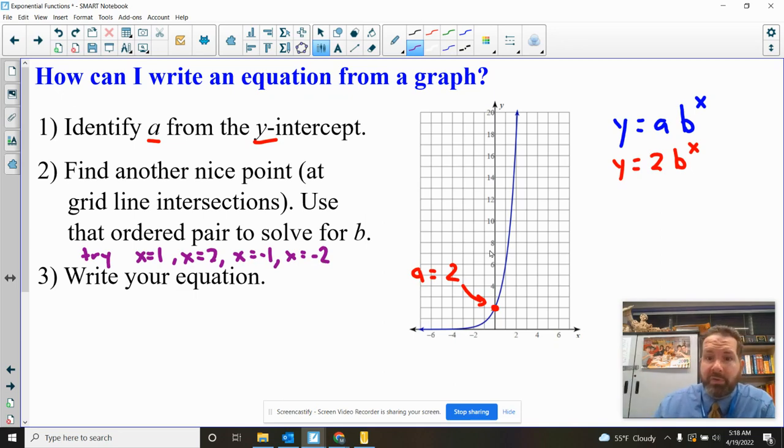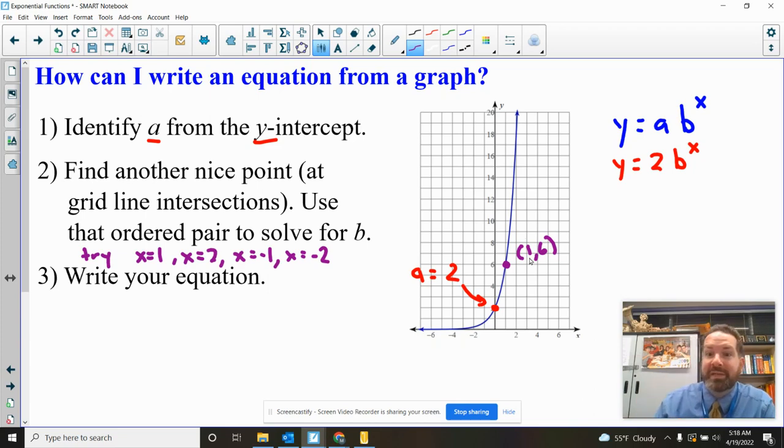So let's just go to our graph here, and I'm checking to see, at x equals 1, does the graph go through a nice point, a grid line intersection? So at x equals 1, that's right here. Yeah, that's at a height of 6. So 1, 6, that's an ordered pair on my graph. We can now use that information to solve for the B.